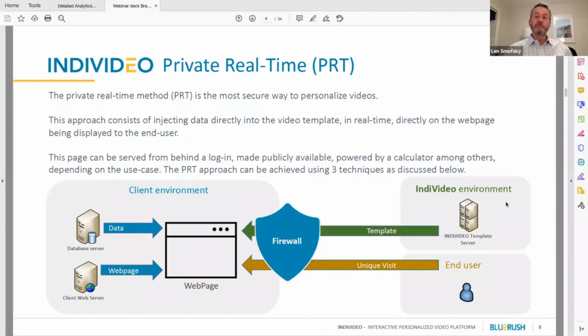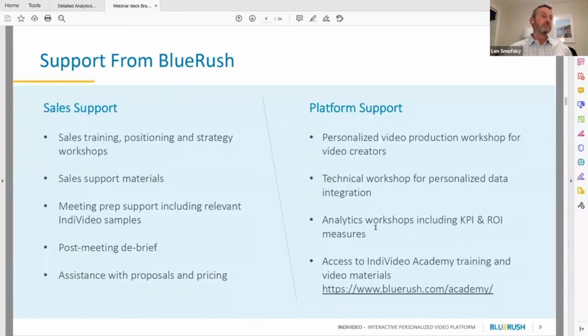Let's go to how you deliver this process. What's the training, assistance, the creative process that takes place with creating those videos?